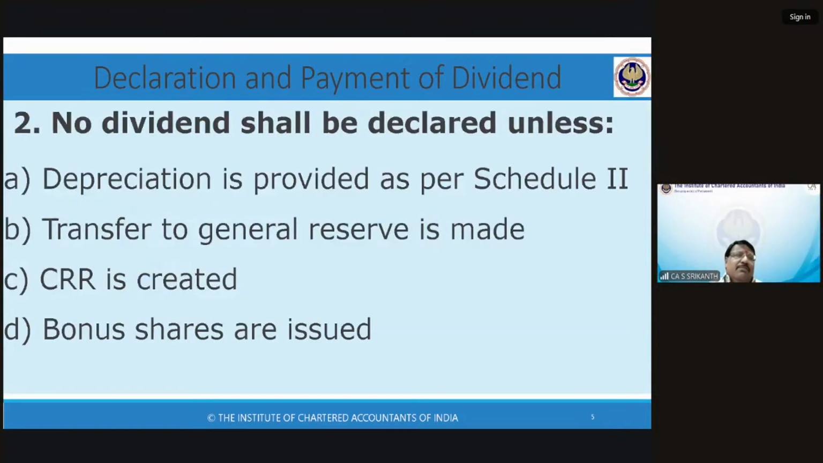Easy, easy peasy. Transfer to general reserve is not compulsory. It is not compulsory. CRR is nothing connected with this topic. CRR is for redemption of preference shares, buyback, etc. Bonus shares, good job. So the answer is Schedule 2, depreciation. Correct. Beautiful. All of you are 200% correct.